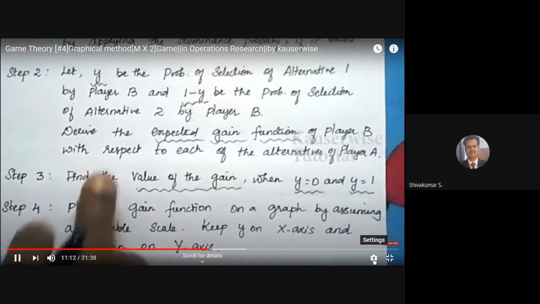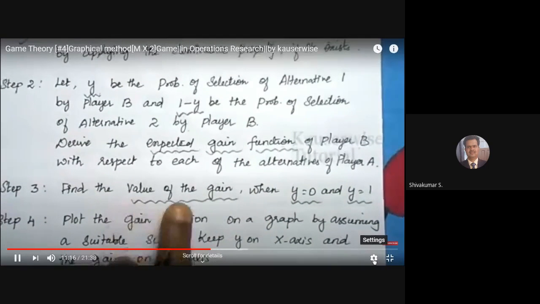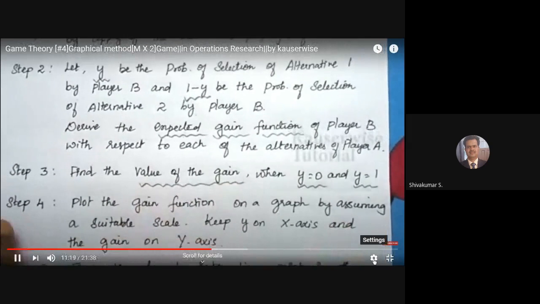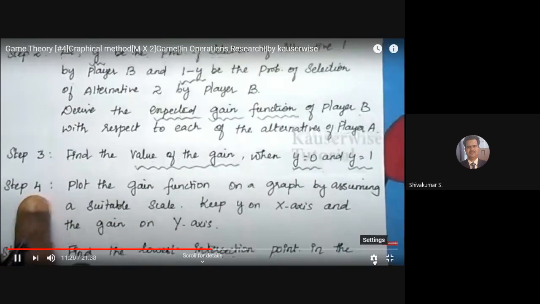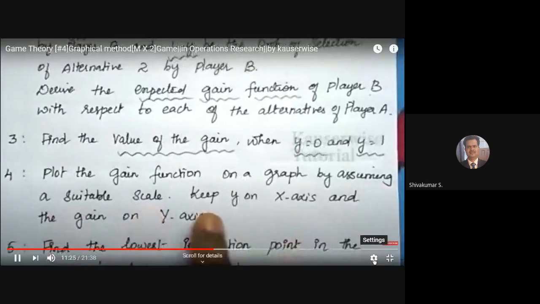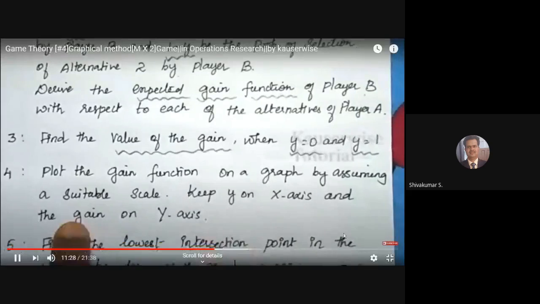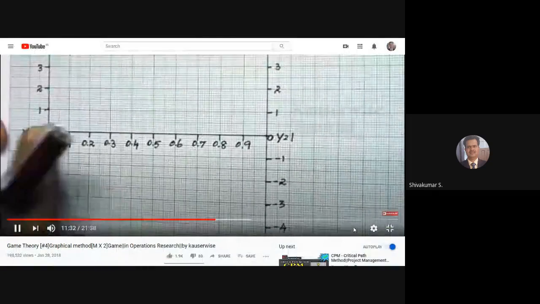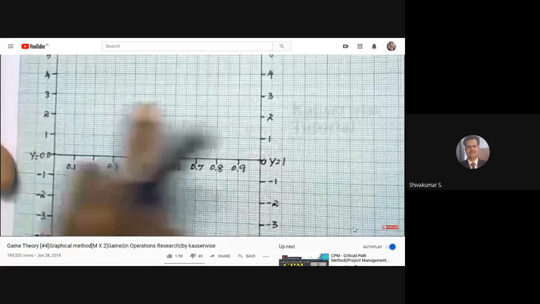Look at the algorithm. We have derived the expected gain function and we found the value of the gain. Now go to the next step. Step 4 is to plot the gain function on a graph by assuming a suitable scale. Keep Y on the x-axis and the gain function on the y-axis. Look at the graph. This one is the x-axis, and these two lines represent the y-axis. Here we have two lines. Why?